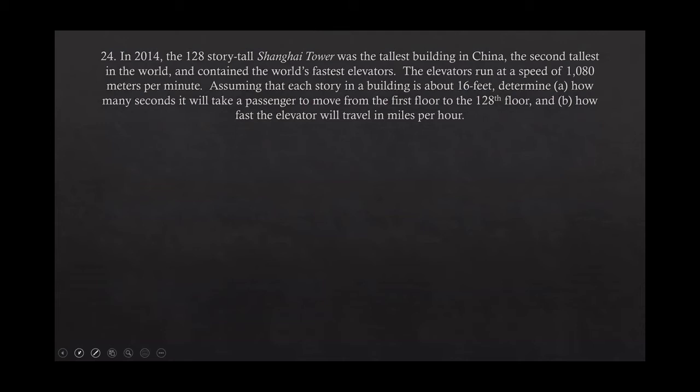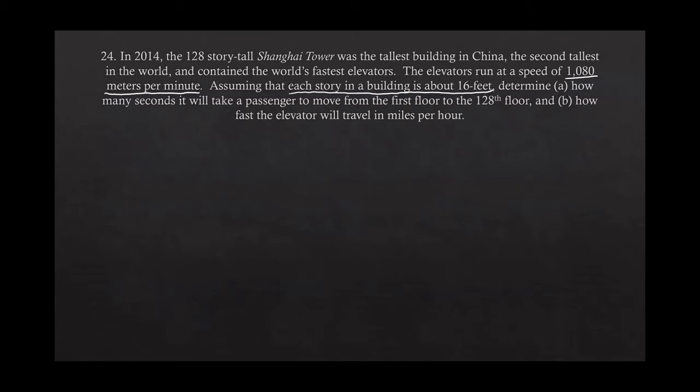These elevators run at a speed of 1,080 meters per minute. That sounds important, right? So maybe we'll mark that for now. Assuming that each story in the building is about 16 feet, that also sounds important to me. So I'm going to underline that. Notice we're doing some math critical reading here, if you will.